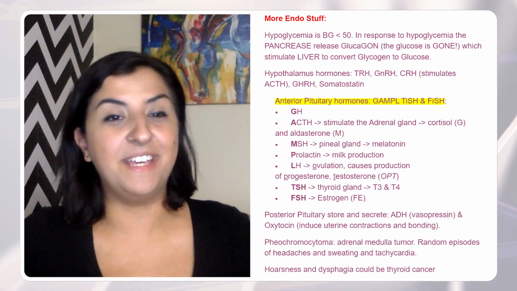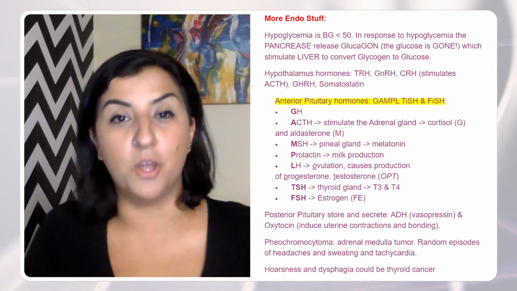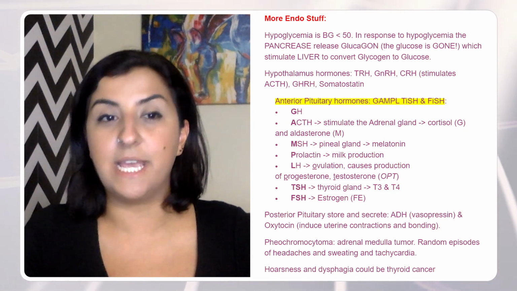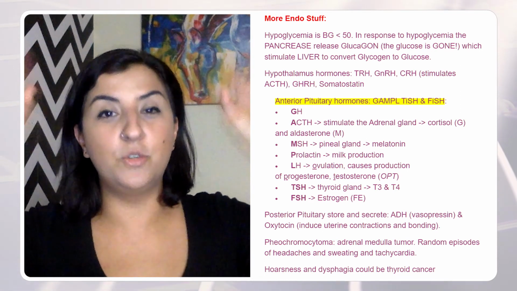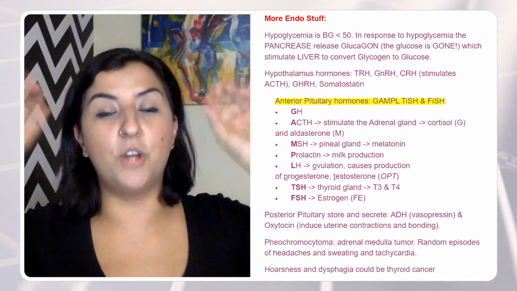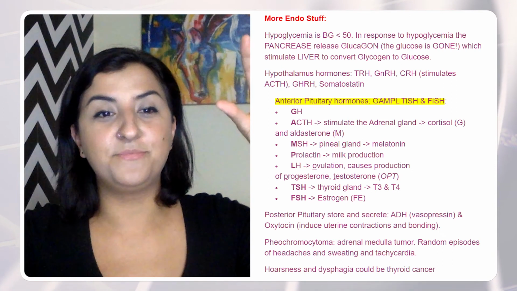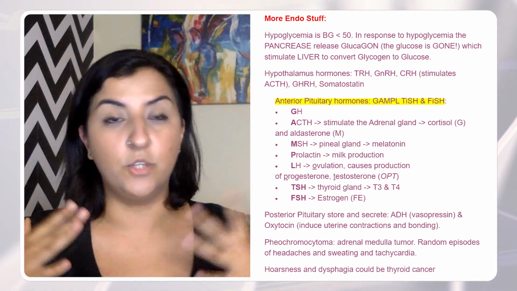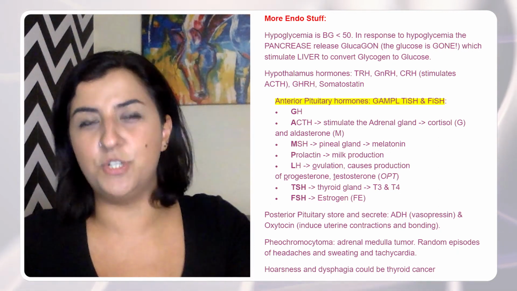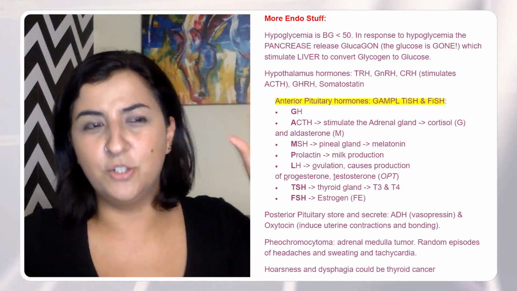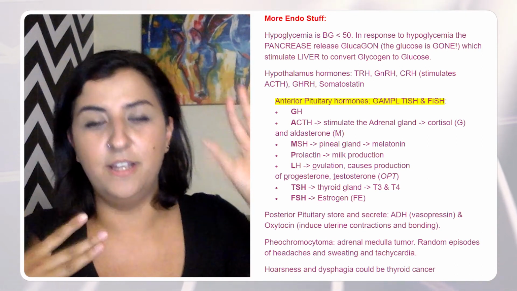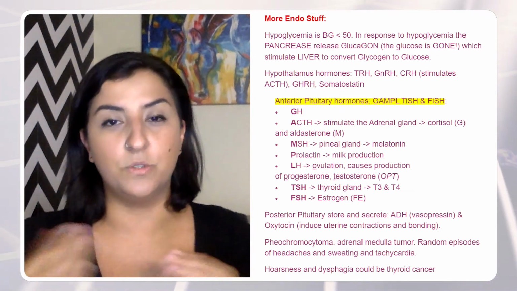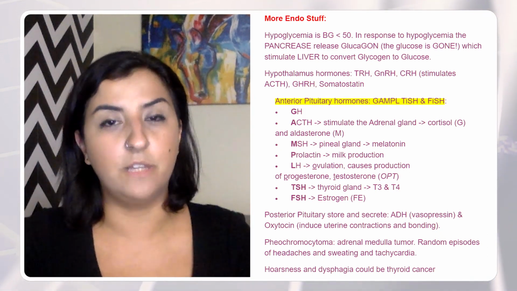So what's happening is that your sugar is low, okay? Your sugar is less than 50. That's not good. Your pancreas runs around and says, glucose is gone. Glucose is gone. Release glucagon. Release glucagon. And then the liver is like, what is going on in here? Did he just say glucose is gone? Glucagon? Okay, then let's convert all of this glycogen into glucose. That's what the liver does, okay?